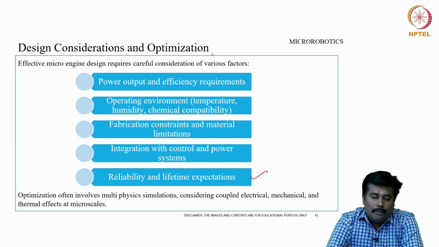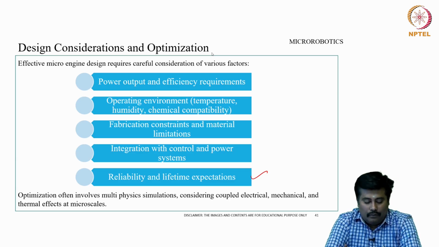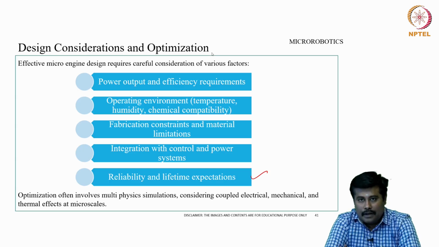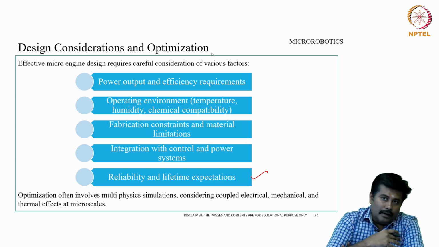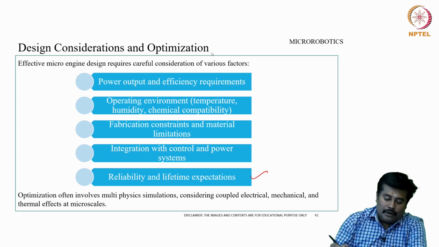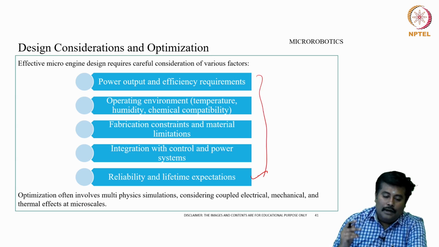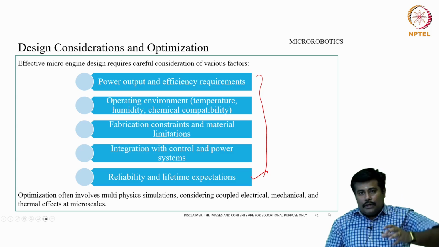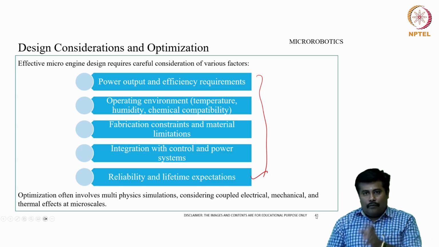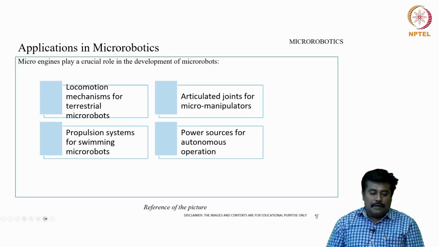So, as far as the optimization point of view, these optimizations often involve a multiphysics simulation considering coupled electrical, mechanical and thermal effects at a micro scale. So, these are some of the key design considerations which effectively participate to develop a micro system for the appropriate functionalities.